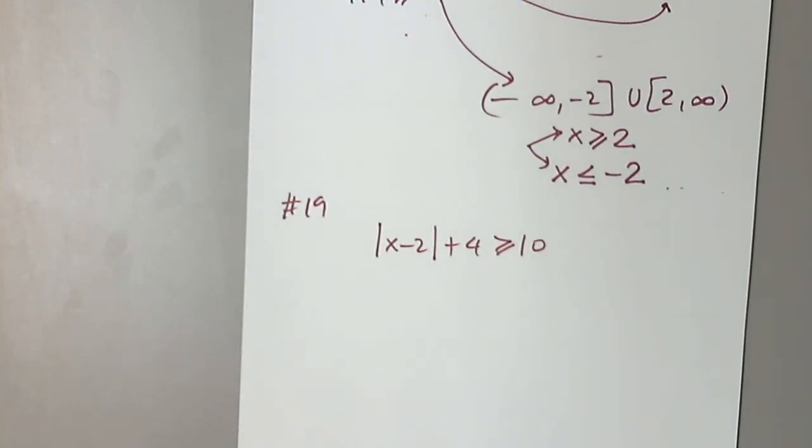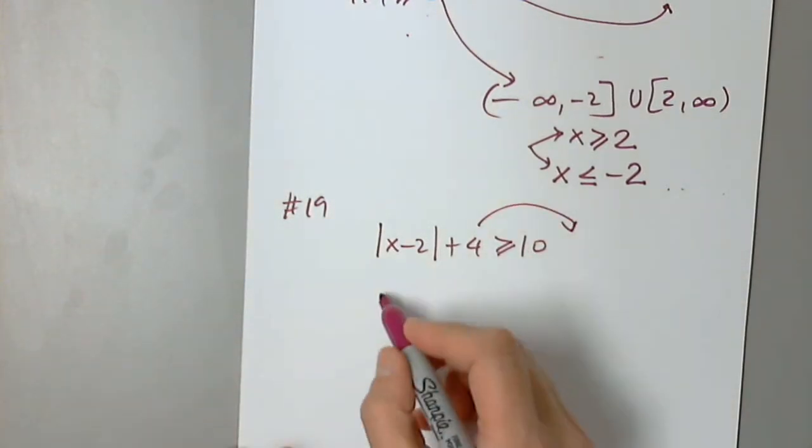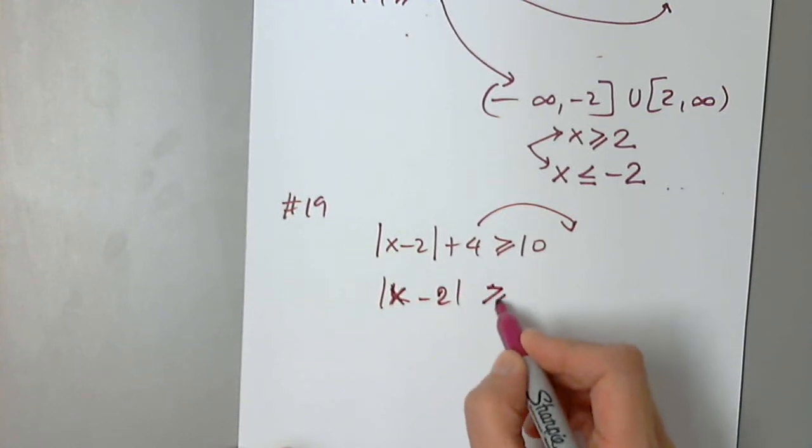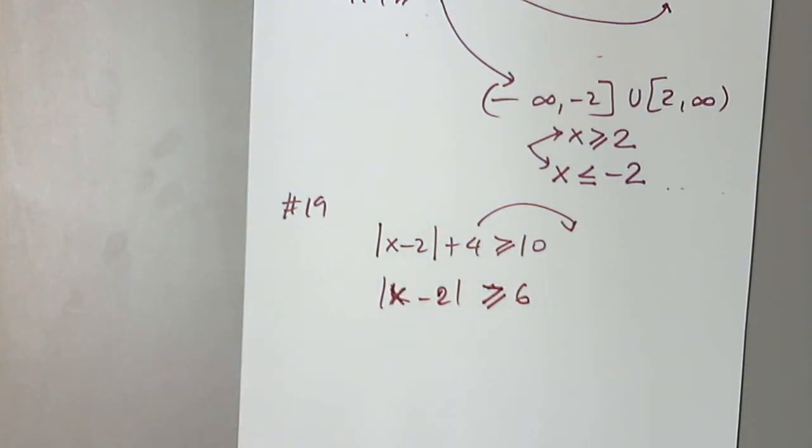This particular inequality is an absolute value inequality, but it's not completely cleaned up. We need to perform one step before we decide what to do. So what is that step? Yes, we subtract 4 from both sides. The absolute value of x minus 2 is greater than or equal to 6. All I have to do now is think in terms of, am I looking for in between or am I looking for the outside?